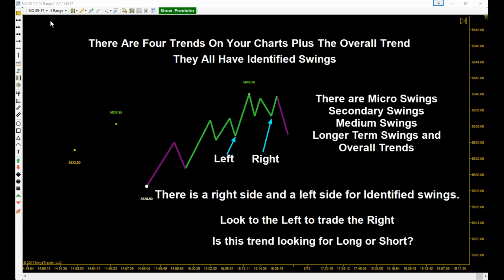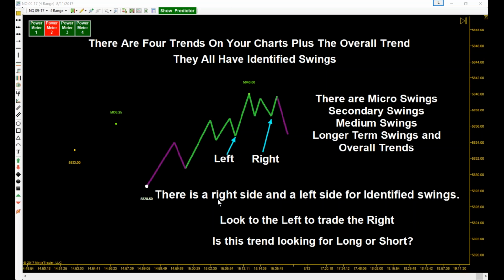Now, this is a real NQ chart right here. I just simply put lightning on it. On every chart, there are micro swings, secondary swings, medium swings, longer term swings, and then your overall trend. Those are those 4 plus your overall trend. That's these 4 right here, power meter 1, 2, 3, and 4, and then your overall trend.